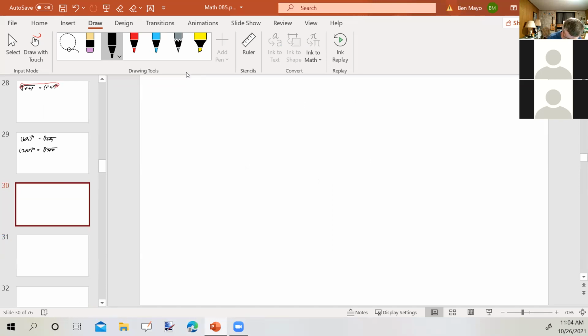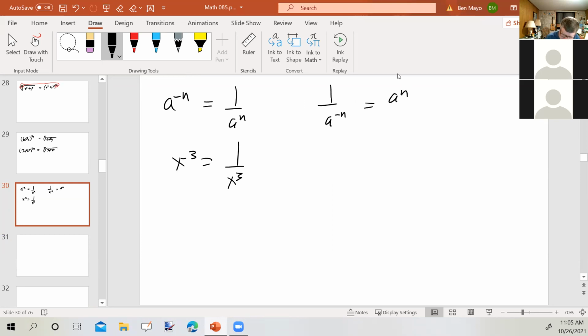Negative exponents. A base raised to a negative power is equal to 1 over the base to a positive power. So cross the line, change the sign. So if you've got x to the -3 power, that's 1 over x cubed. Likewise, if you've got 1 over a to the -n power, that's a to the n power. So if you've got 1 over x to the -4, that's x to the +4. So whether you go down or up, it changes the sign of the exponent in this context.